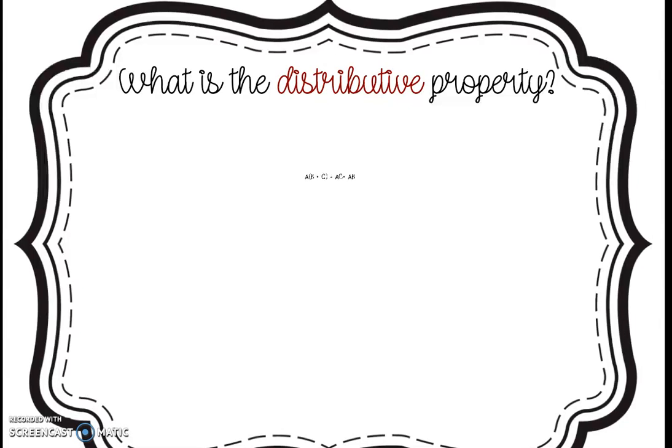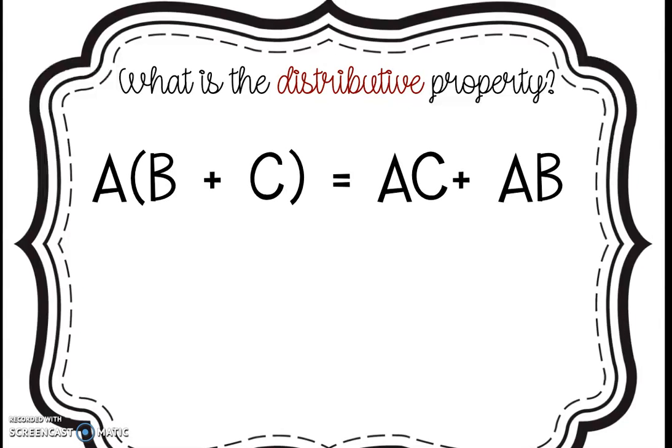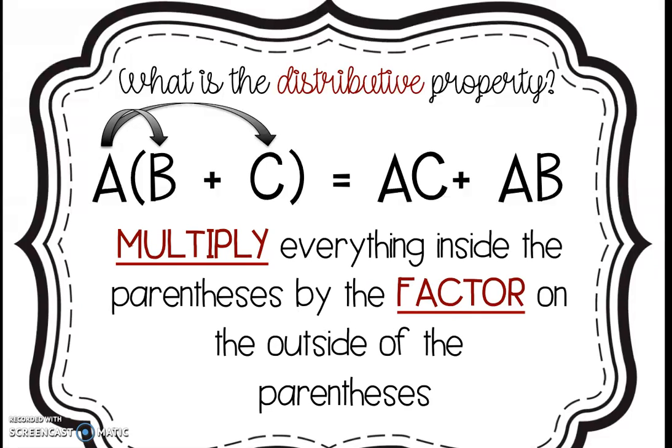So just a quick review. What is the distributive property? The distributive property says A(B + C) is the same thing as A times B plus A times C. Really all it's saying is that we're going to multiply everything inside of the parentheses by the factor that's on the outside. So in this case, our A is on the outside. We're going to individually multiply it by B and then individually multiply it by C and keep our operation in the middle.